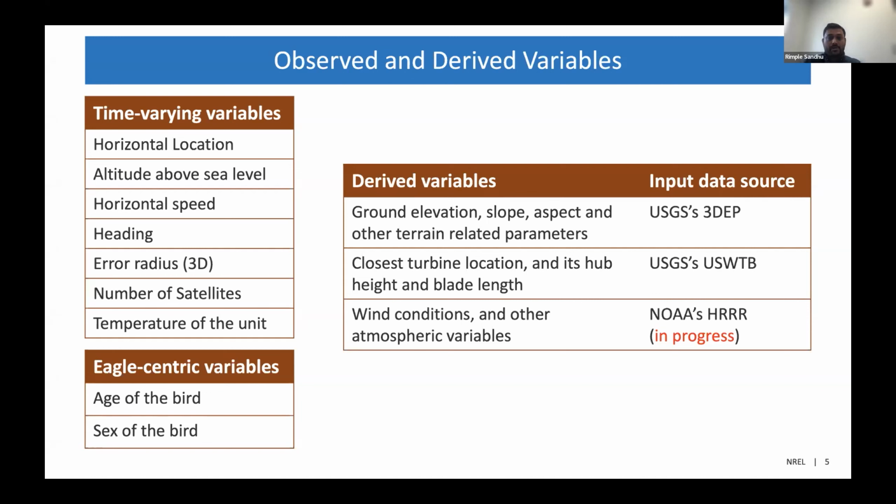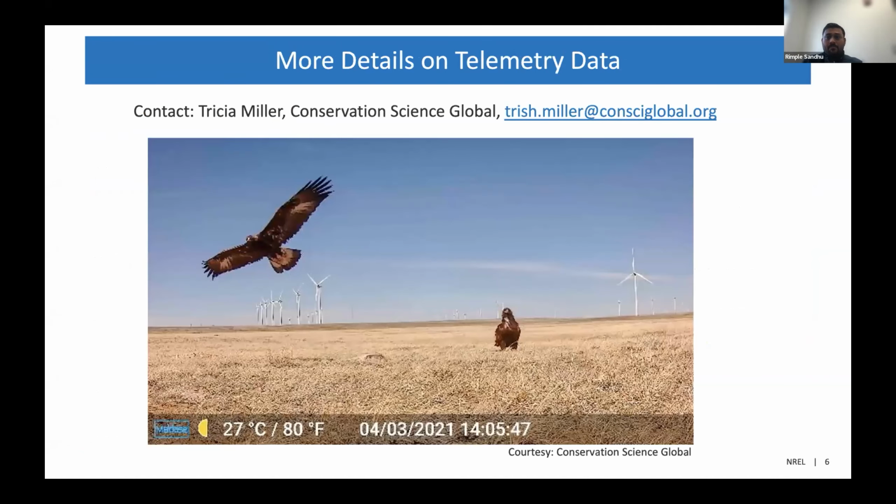So that's work in progress. If you want more details about the data collection, please contact Trish Miller from Conservation Science Global. She's the one who knows in detail about the data collection and data filtering processes and all that. So please contact her for more details.